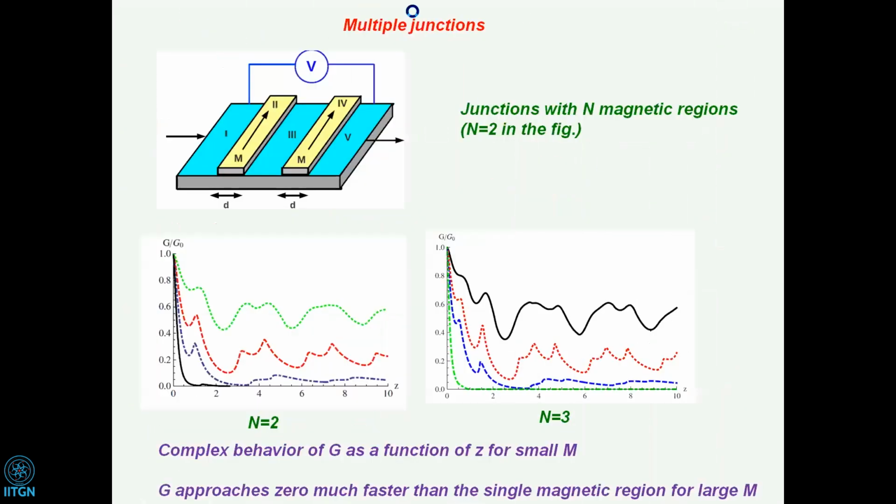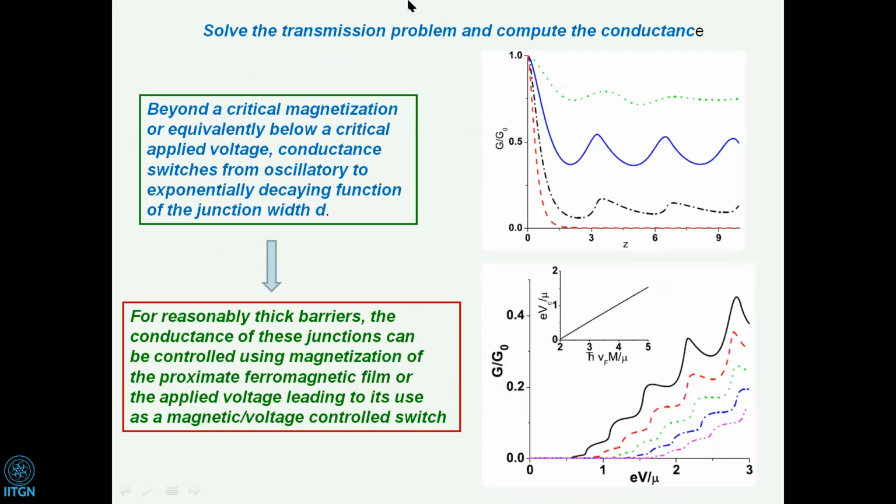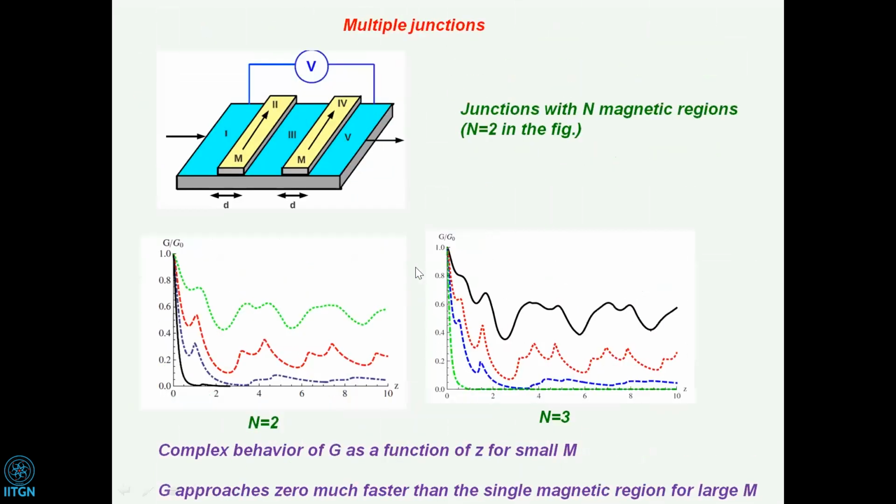You can do this with multiple junctions, and you see that this feature remains. Instead of one, you can put many such junctions, with n equal to 2 and 3, and you find that this feature always remains, just as for the single junction.